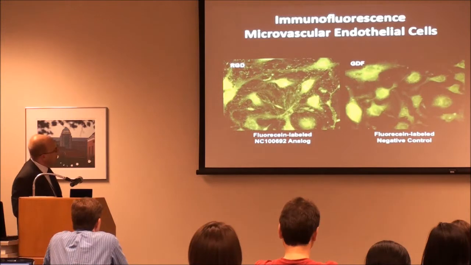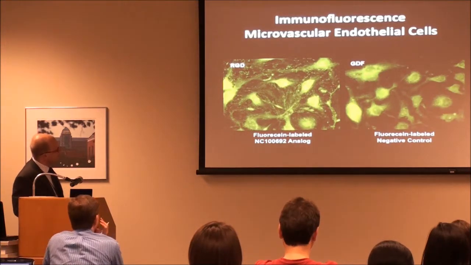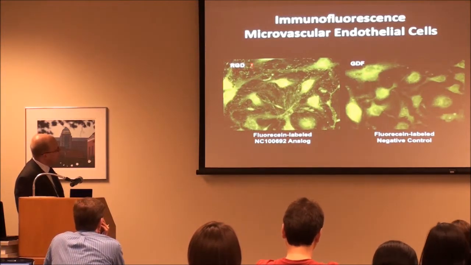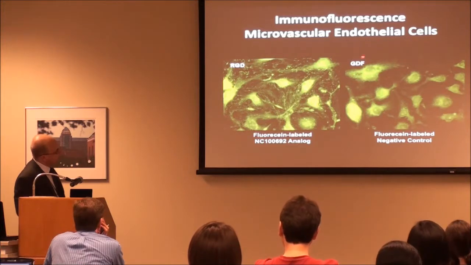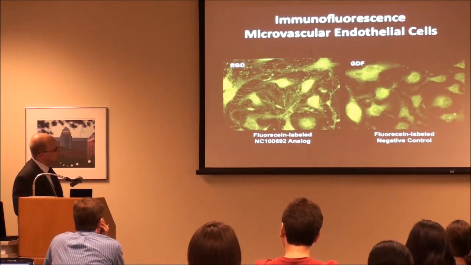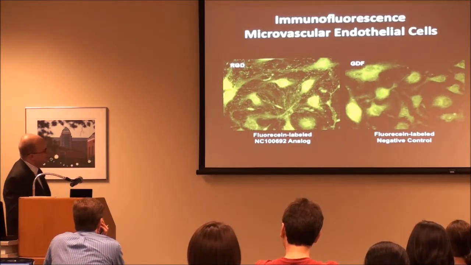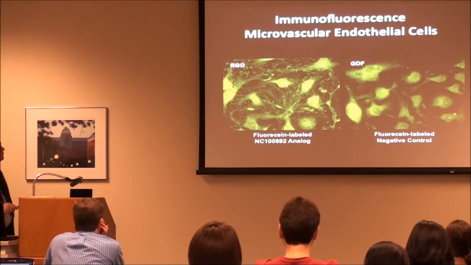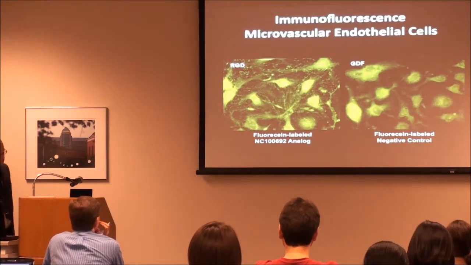Then we also looked at specificity. We had the RGD peptide and also a scrambled peptide, GDF, which had a different amino acid sequence. And we saw that there is specific binding in endothelial cells with the RGD, but not with the scrambled peptide.